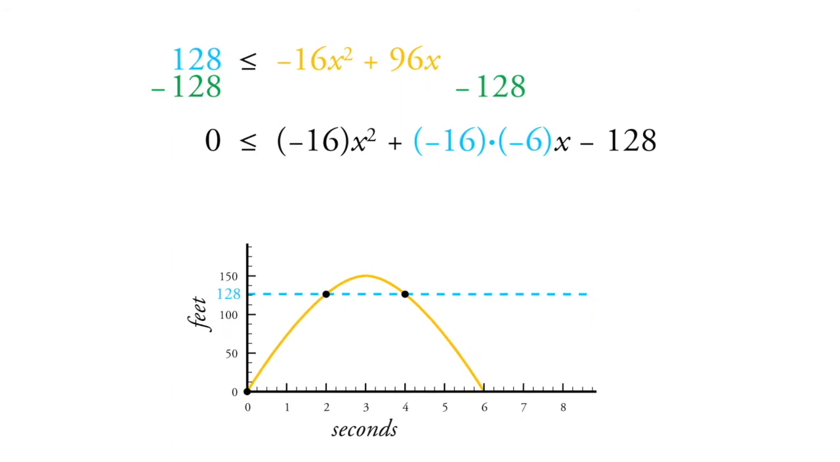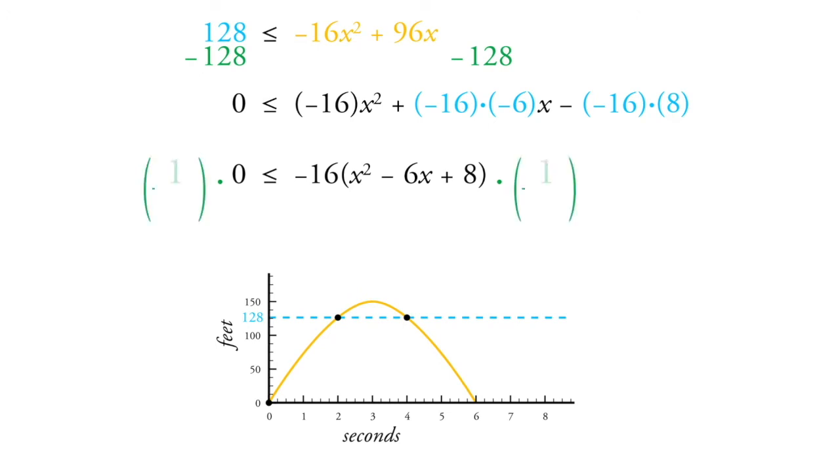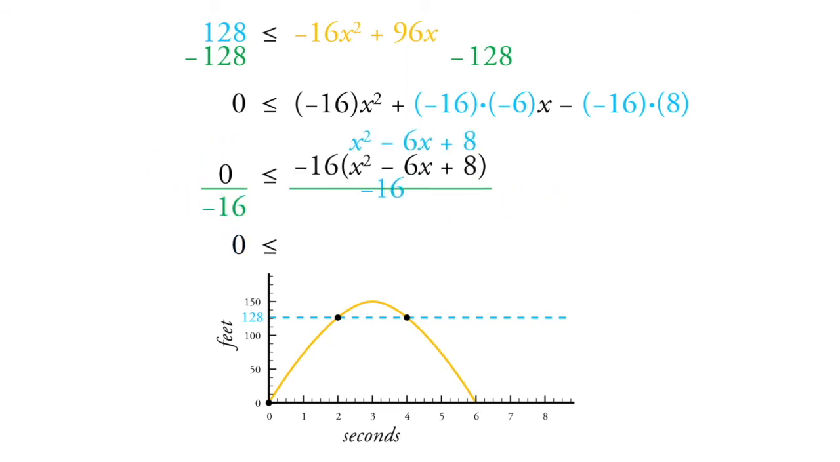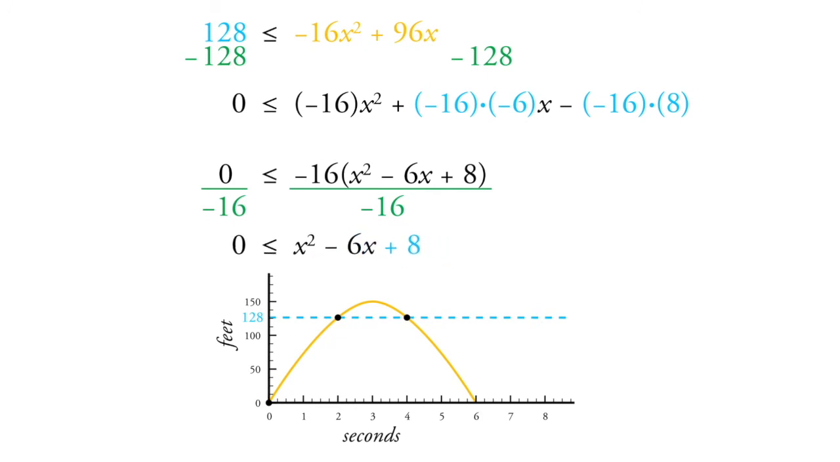And so negative 16 goes into 96 negative 6 times, and it goes into negative 128 8 times. So we can change this formula here into this one here, where 0 is less than or equal to 16 times x squared minus 6x plus 8. And we can multiply both sides by 1 over negative 16. Or another way to say that is we can divide both sides by negative 16. So this side becomes 0, and this side becomes x squared minus 6x plus 8.